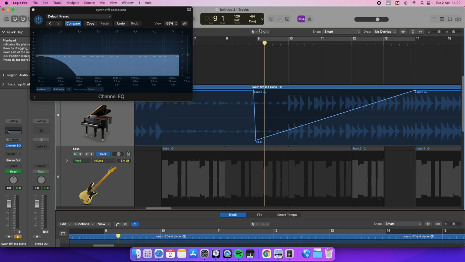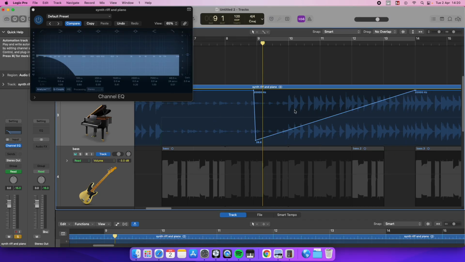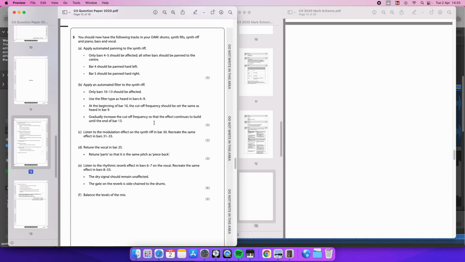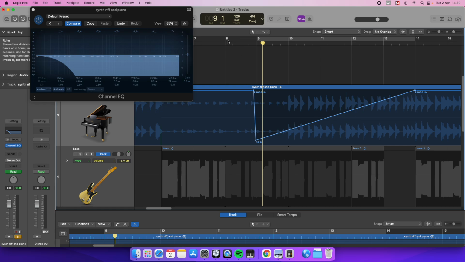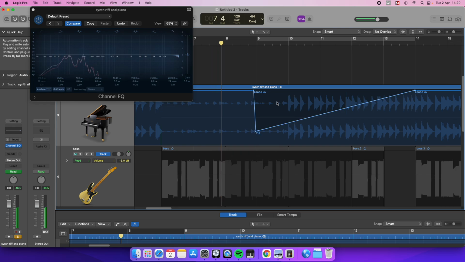That's the automated filter. If you look at the rest of the question, at the beginning of bar 10, the cutoff frequency should be set the same as bar 9, so we've got to make sure the filter carries over appropriately. Gradually increase the cutoff frequency so the effect continues to build until the end of bar 13. So let's see if we're close. I've put it way down to 39. That's probably a bit too low. Let's try like 100 hertz.